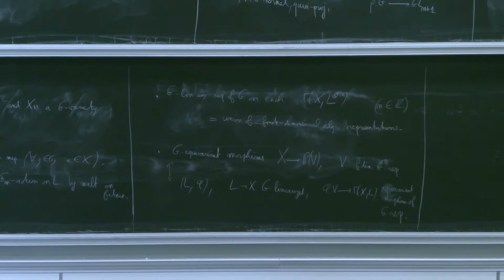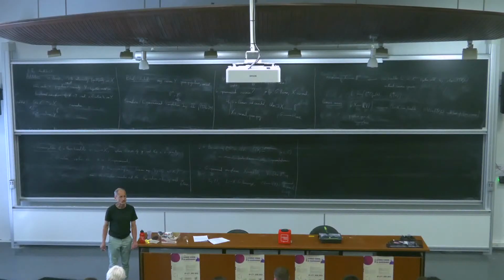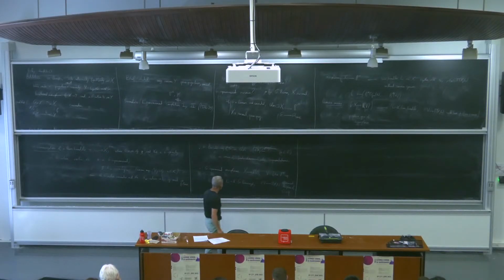Well, you can act on a trivial bundle by scalar multiplication on each fiber via a character. And these are all the linearizations, because they differ by invertible functions, which are constant. Okay, so you get this. That's maybe what you need to know about these things.